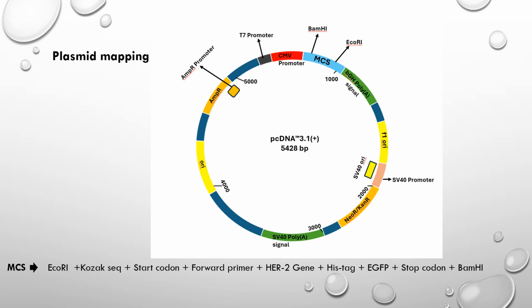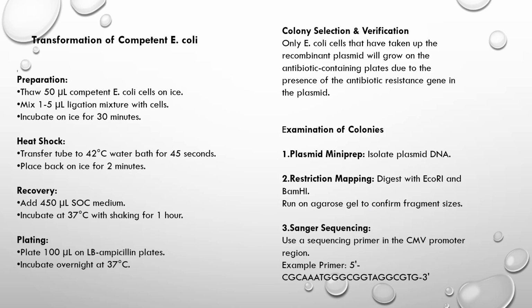This placement allows for the purification of our fusion protein with the aid of the His-tag, as well as fluorescence functionality and visualization of our protein with the aid of the EGFP protein. Also, the choice of EcoRI and BamHI as restriction sites enhanced efficient cloning without disrupting the essential regulatory elements.